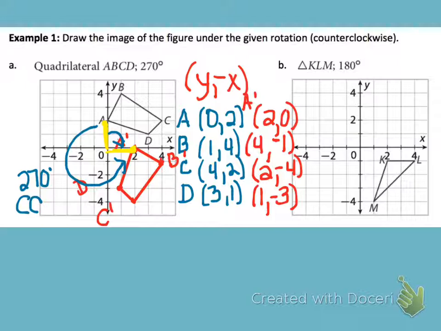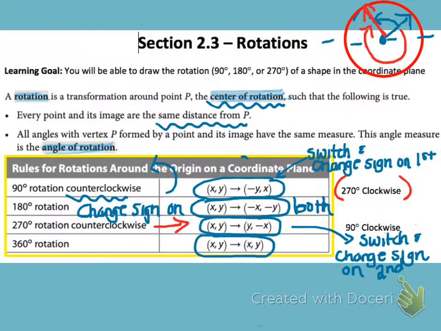Okay, so the next one is to rotate 180 degrees. And again, the direction said counterclockwise. But as it turns out, 180 degrees is halfway around, so it doesn't really matter which direction you go. And here's that 180 degrees. The rule is to just change the sign on both. See, it's right there. Change the sign on both coordinates. So you're going to make each of the coordinates the opposite of what it was to begin with.